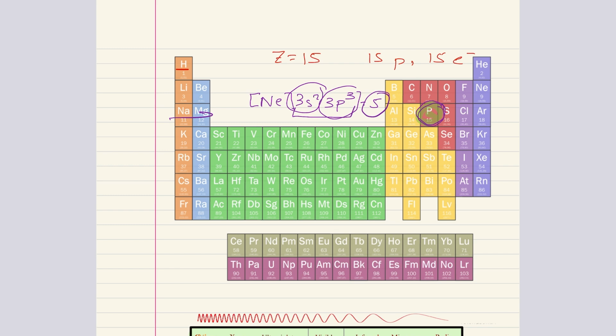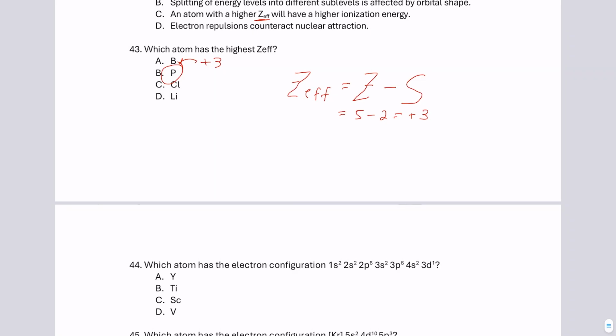How about the number of core electrons? How do we figure that out? We just take our total number of electrons, 15, and subtract the number of valence electrons, which is 5. That tells us we have 10 core electrons in phosphorus. That means S is equal to 10 and Z is equal to 15 for phosphorus. The effective nuclear charge is 15 minus 10, which is equal to plus 5.